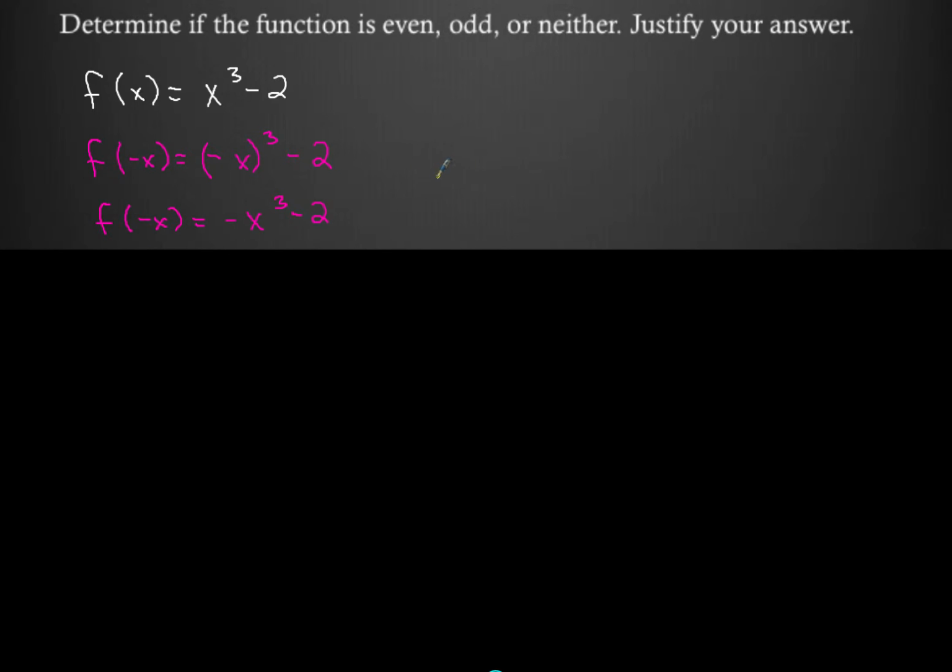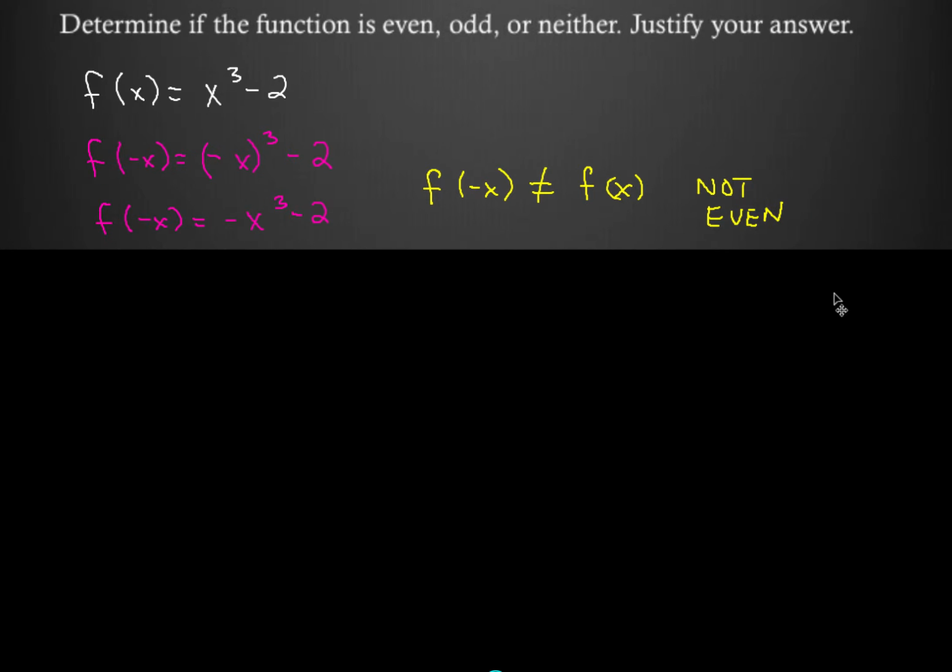Now what I want to do first is compare this back to my original function, f of x. Now, f of negative x, that answer, is not the same thing as my original function, f of x. So that means it's not going to be an even function. All right, so I've already determined that my function is not going to be even, so I carry on.